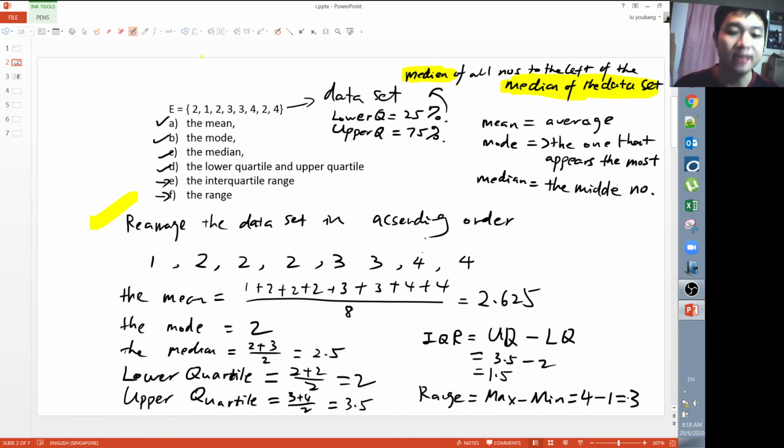So with this example and all the workings and solutions, I hope you have understood all these terms: the mean, the mode, median, lower quartile, upper quartile, interquartile range, and the range.